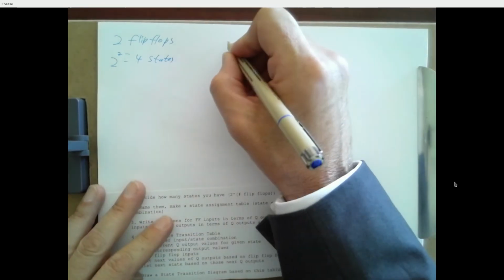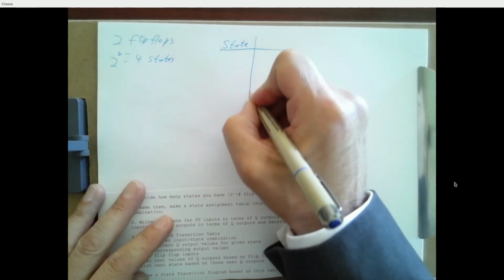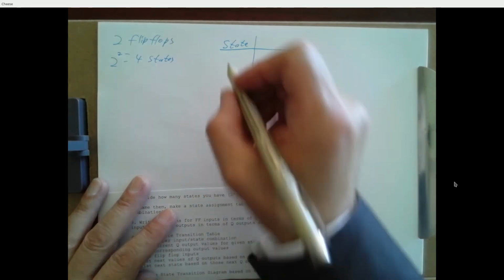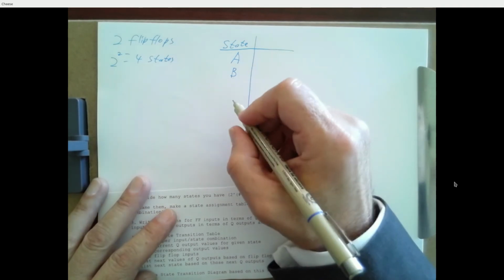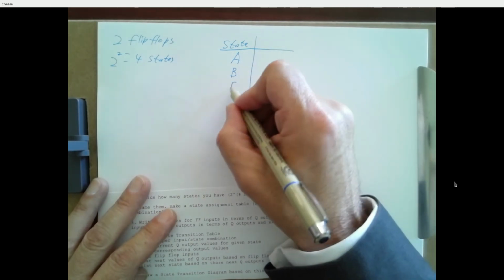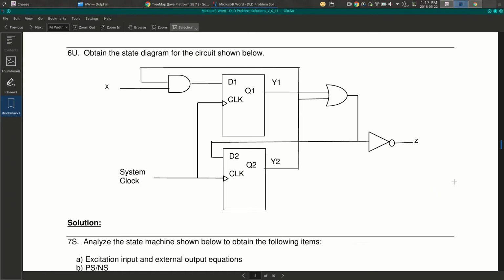Somebody give me a state name for the first state. A. Someone give me another name. E. Oh boy. Next one. E. And Y. Thank you. All right, we got 4 states. We're definitely going to ignore Y1, Y2 in here now because we've got Y as a state.